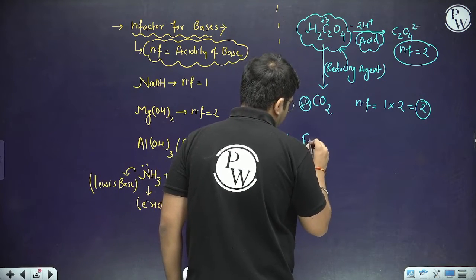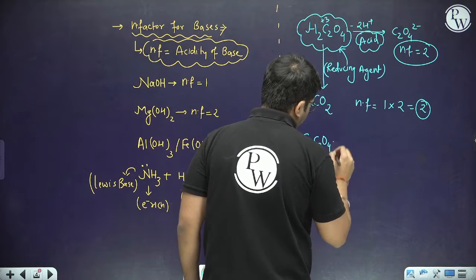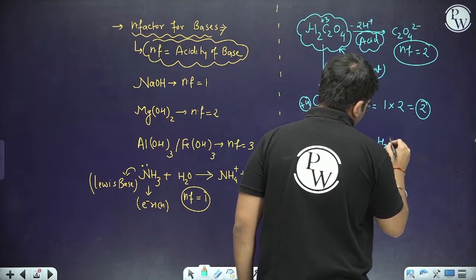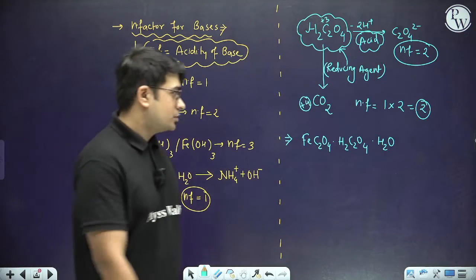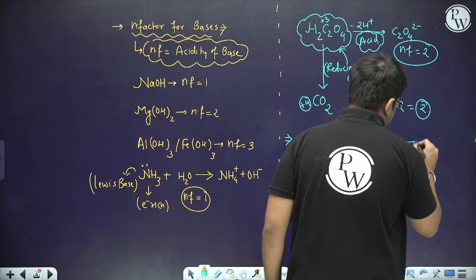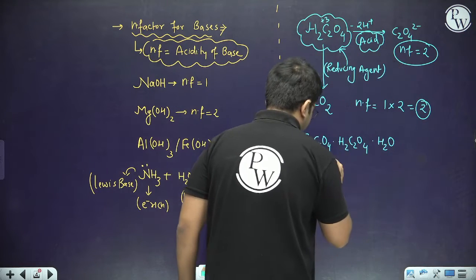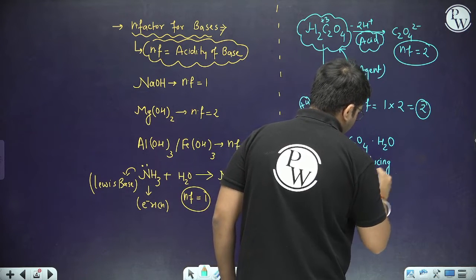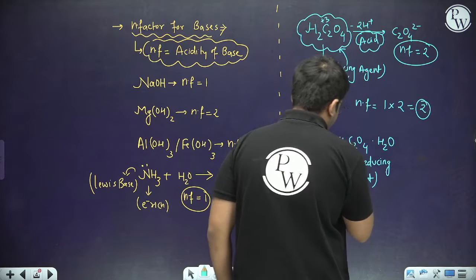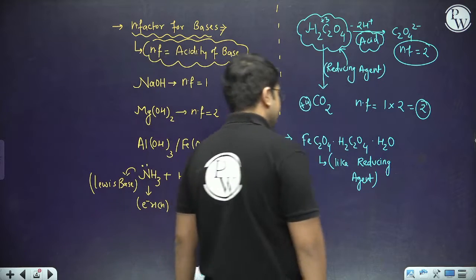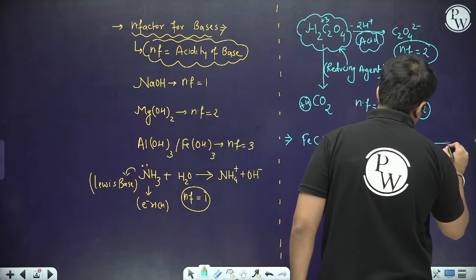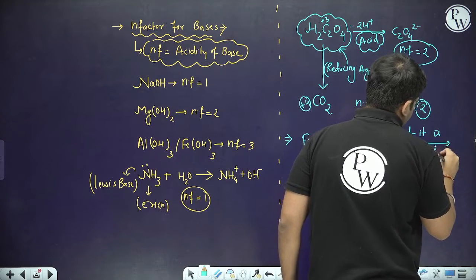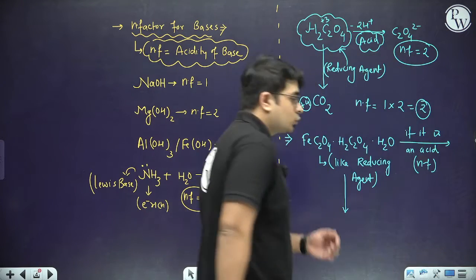For example, I have a species which is FeC2O4·H2C2O4·H2O. Let's say I have this species, and it is behaving like a reducing agent. If it is acting like a reducing agent, what will be the N factor? First part, what will be the N factor? And second part, if it is an acid, then what will be the N factor? These two questions are very important.